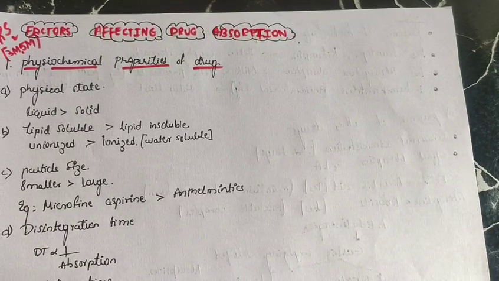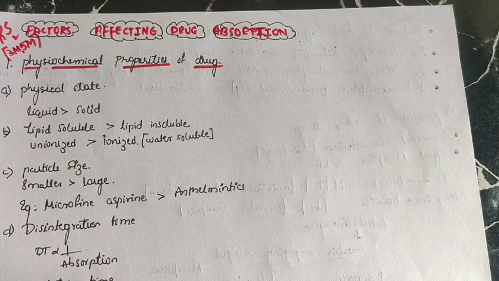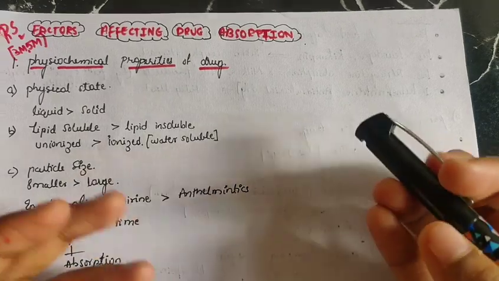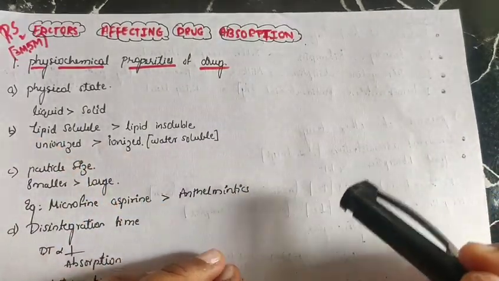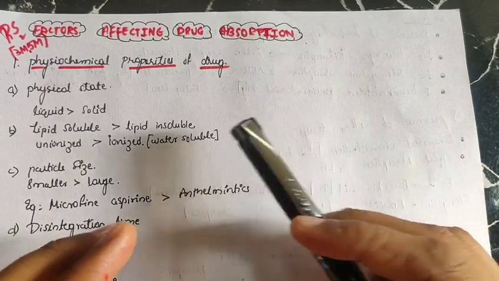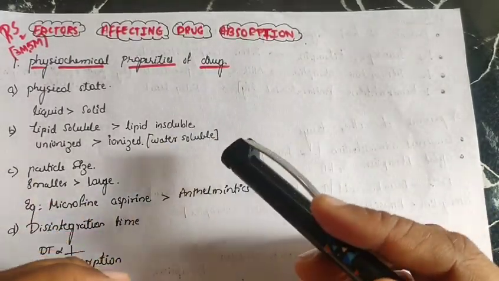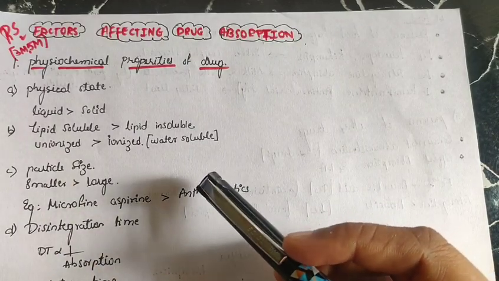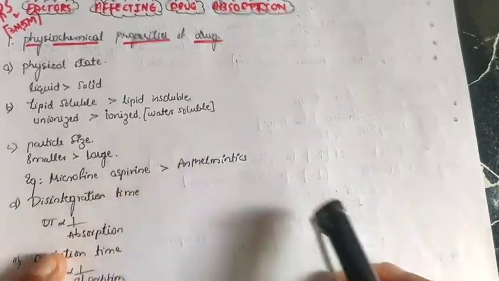In this video, I'll be teaching you about the factors affecting drug absorption. Once we have taken the drug, it has to be absorbed, then go into the systemic circulation and reach the site of action. There it provides the action of the drug. So first it has to be absorbed. Absorption depends on many factors. We'll discuss them one by one.